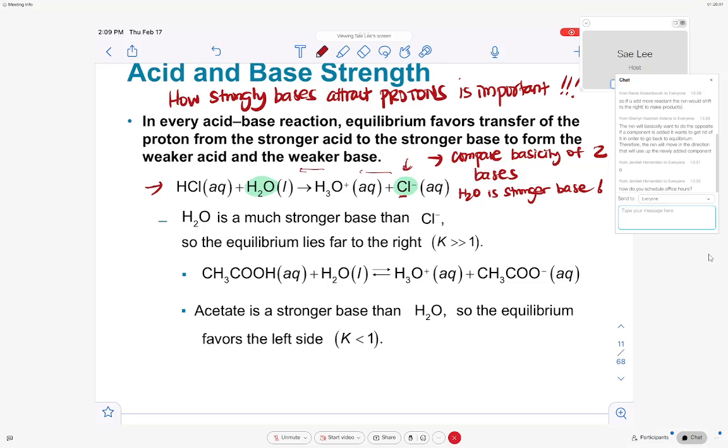Why? Because chloride is such a weak base. It has zero or very, very low tendency to steal proton. Okay? That's why, therefore, for this reaction, the reaction lies completely to the right, product side. Therefore, we use one arrow.